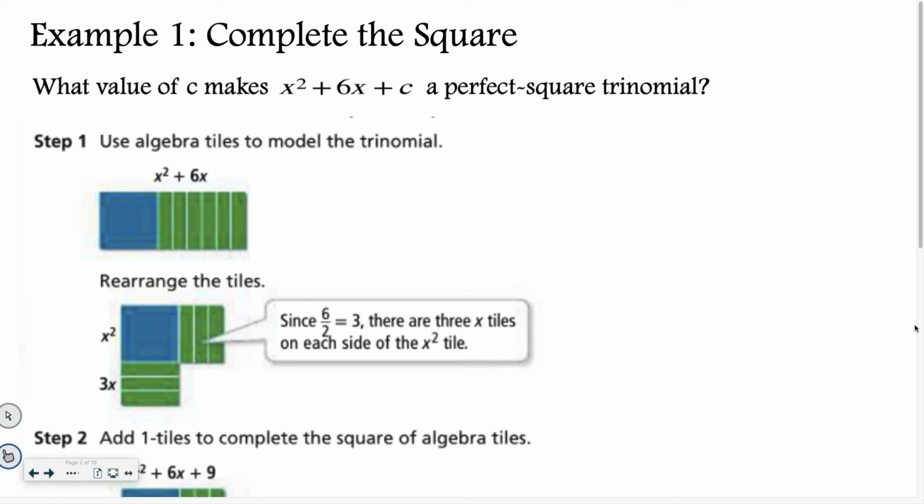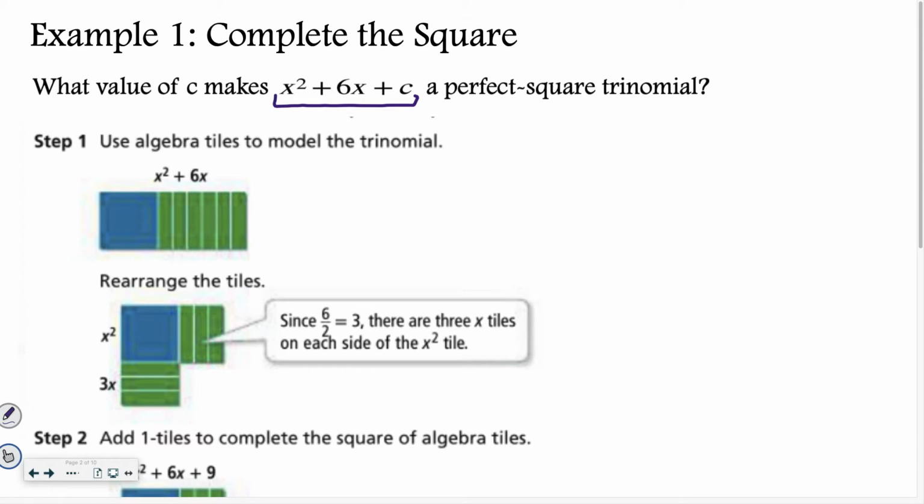Completing the square, fun fact, if you draw it out, it can look like a square. Okay, that's how it got its name. So, what value of c makes x squared plus 6x plus c a perfect square trinomial?